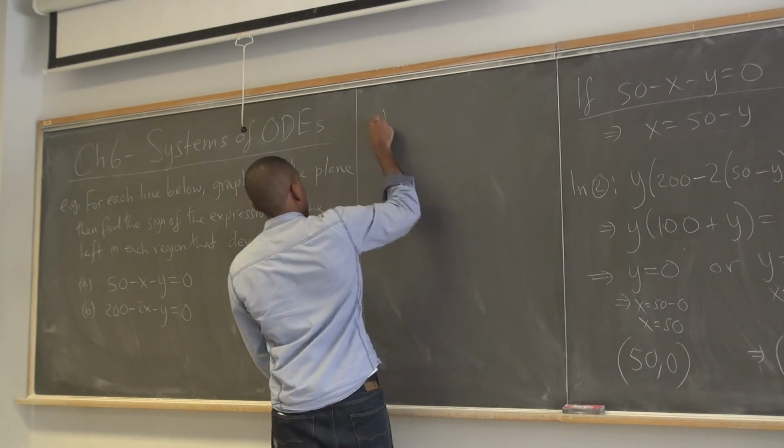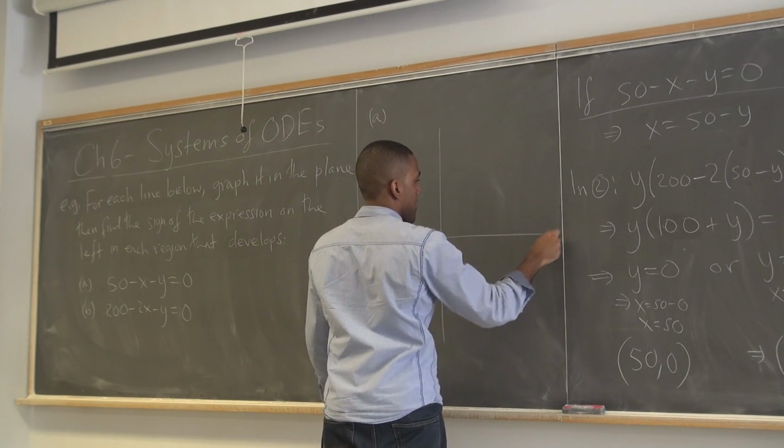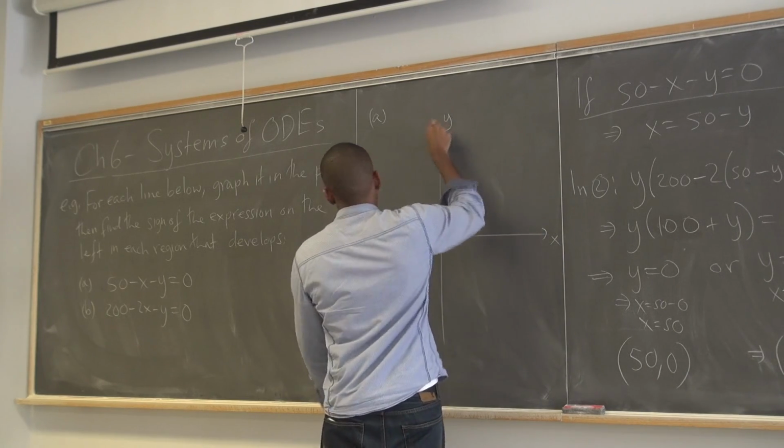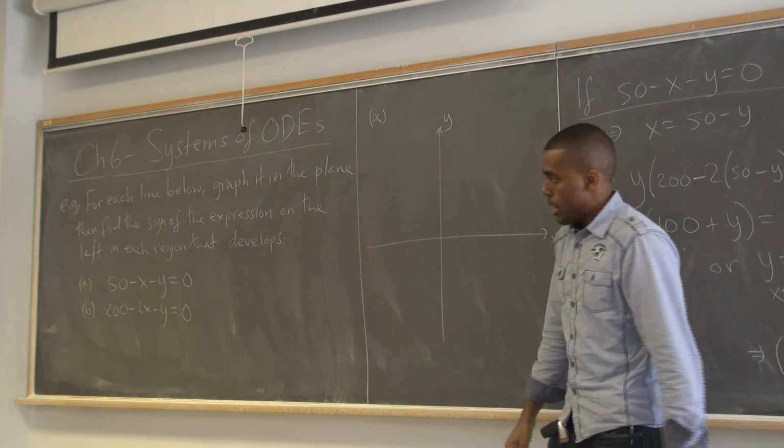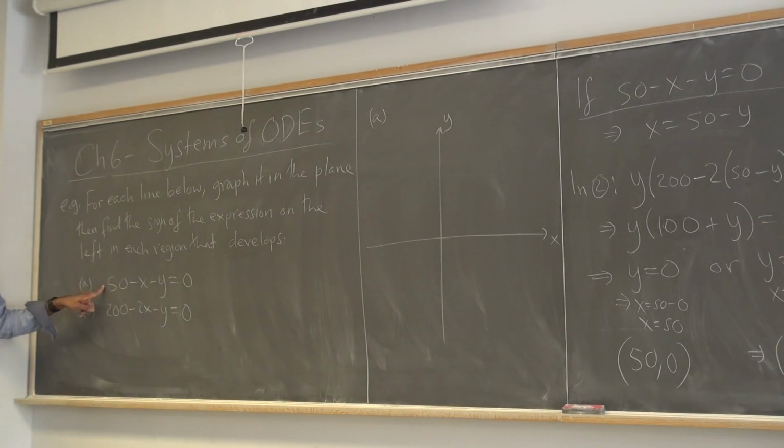So let's do part 8. How do I graph that line quickly? What kind of curve is this? Linear. It's linear, it's a straight line. All right, how do I graph it?